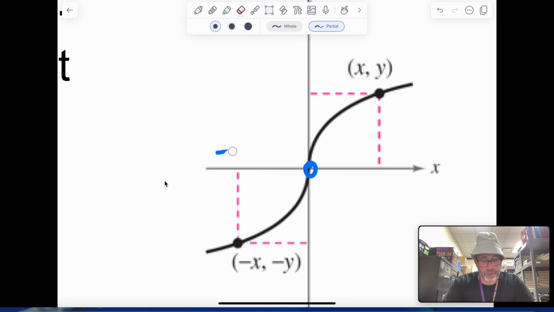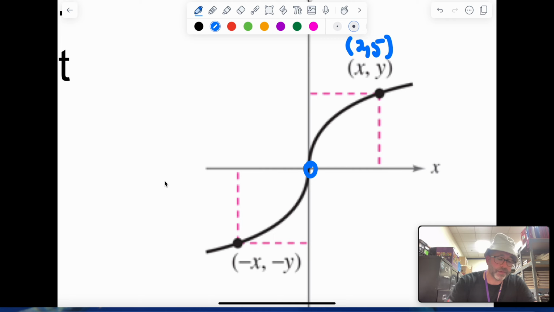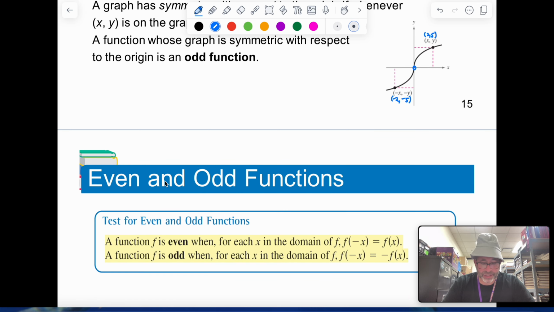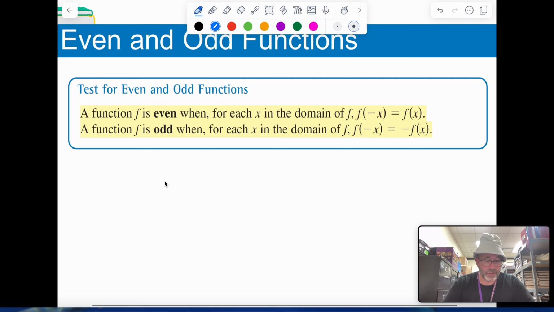Well, why does it reflect and what happens? Well, the symmetry with respect to the origin says that if I put in an x value, let's say that this is 2, 5, then what I do is if I put in the opposite x value, I end up with the opposite y value. So I end up with a -2 and a -5 over here. So they're opposites. So how do we test this? How do we test if something is an even or an odd function?